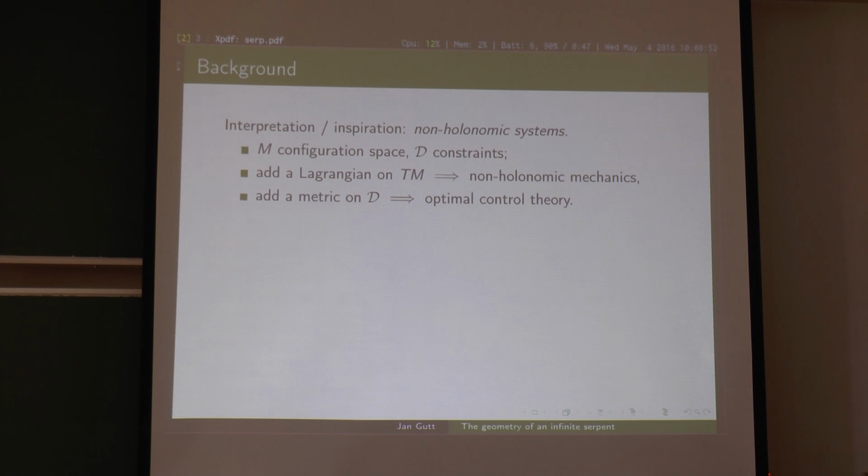But the one that is closer to me is the second one. If you add a metric, by which I mean an inner product, a positive definite inner product in each fiber of this distribution, you can interpret such an object as a problem in optimal control theory. So you can get from any point to any other point along a trajectory that is tangent to the distribution, but now that you have an inner product on this distribution, you can measure the length of such a trajectory, and you want to minimize it. And this is a highly non-trivial problem. Still, there are very many open questions about that.